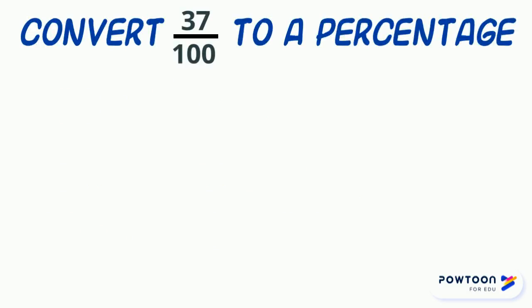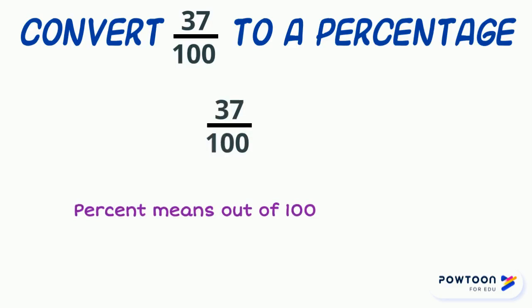The last thing we're going to go through in this video is converting a fraction to a percentage. If our fraction's already out of 100, remember that percent just means out of 100, so we're just going to take that numerator. So 37 over 100 is the same thing as saying 37%.